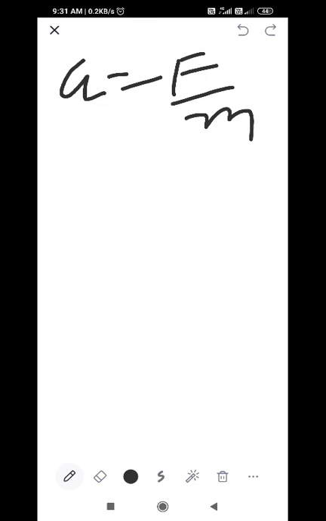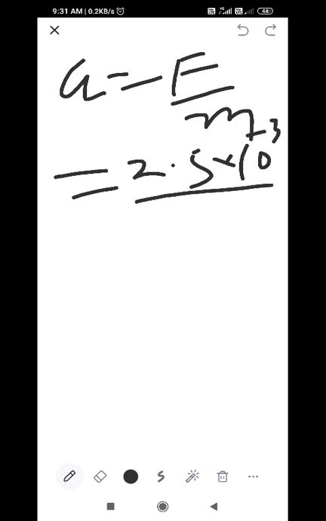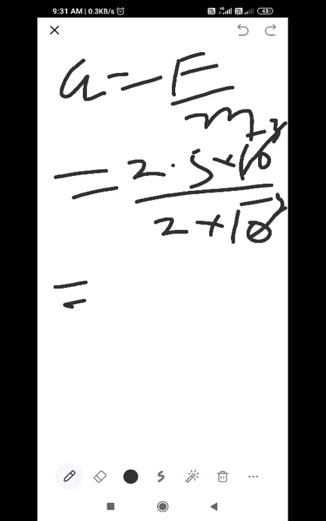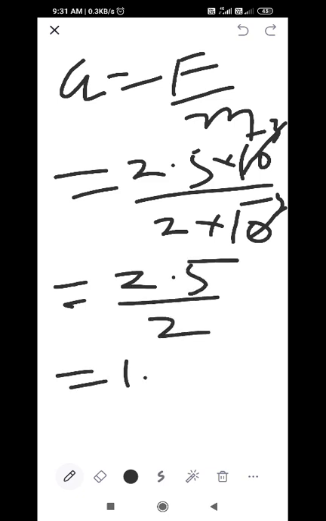So acceleration will be equal to F by m. So it is 2.5 into 10 raised to power minus 3 Newton divided by mass, that is 2 into 10 raised to power minus 3. We change the 2 grams into kgs. So 10 raised to power minus 3 and 10 raised to power 3, they cancel. We will get 2.5 divided by 2. It is 1.25 meter per second squared.